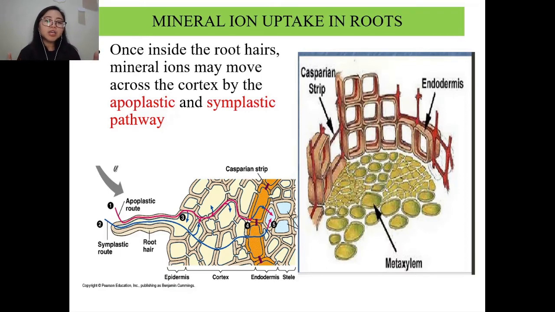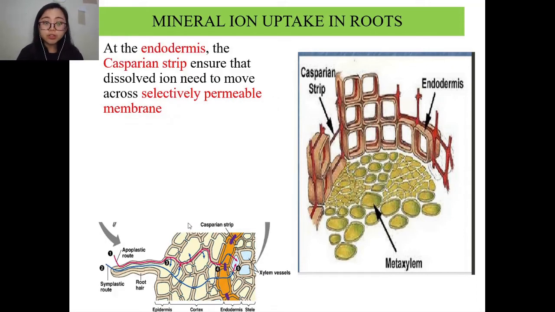Once these mineral ions are already inside the root hairs, the mineral ions may move across the cortex via the apoplastic and symplastic pathway. So dia boleh masuk melalui apoplastic dan symplastic pathway. When it reaches the endodermis, the Casparian strip ensures that dissolved ions need to move across a selectively permeable membrane. Casparian strip tidak akan membenarkan mineral ion untuk melalui cell wall. Dia akan paksa mineral ion untuk masuk plasma membrane juga.